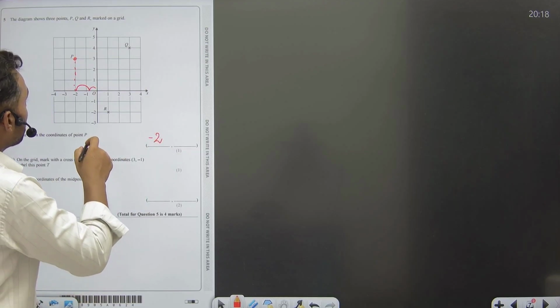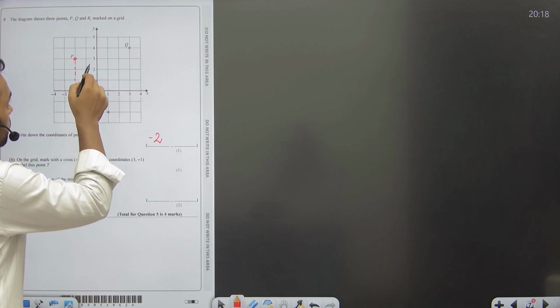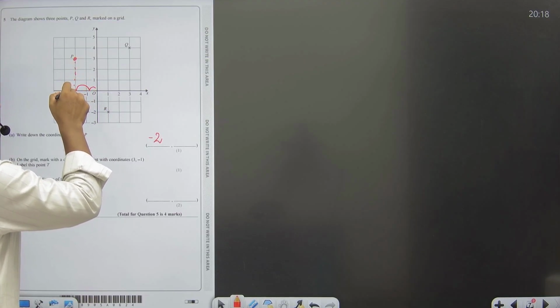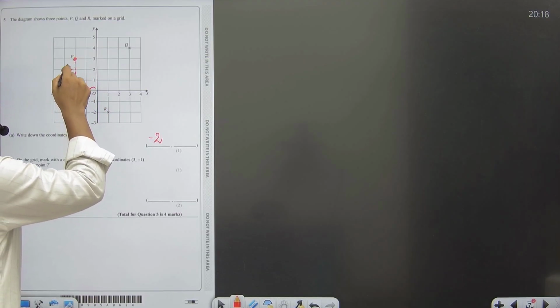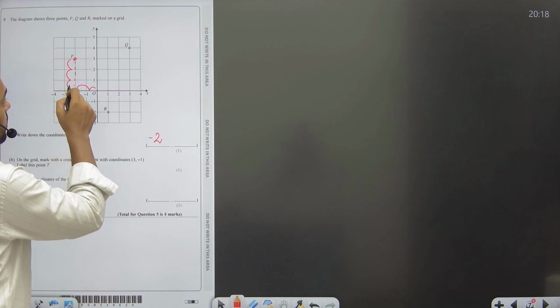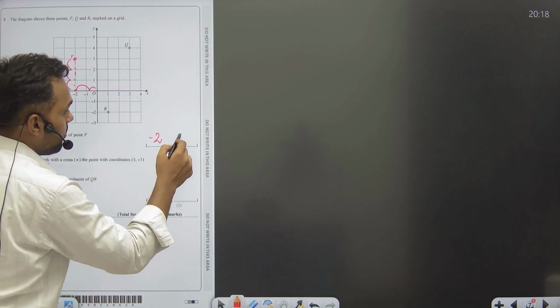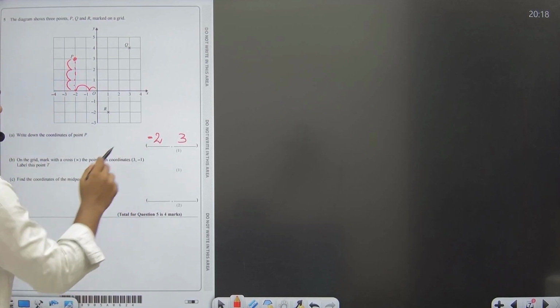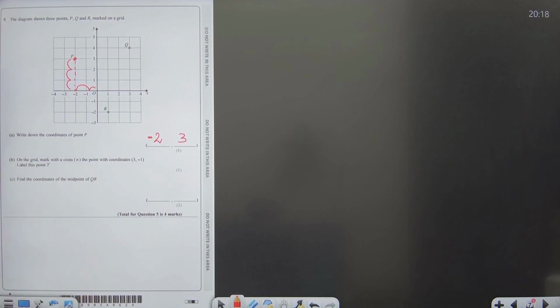Now for y, if I ask what the value of y is here, you need to count how many units it is upwards. You will see 1, 2 and 3. So it will be positive 3. So the coordinates of the point P will be (-2, 3).